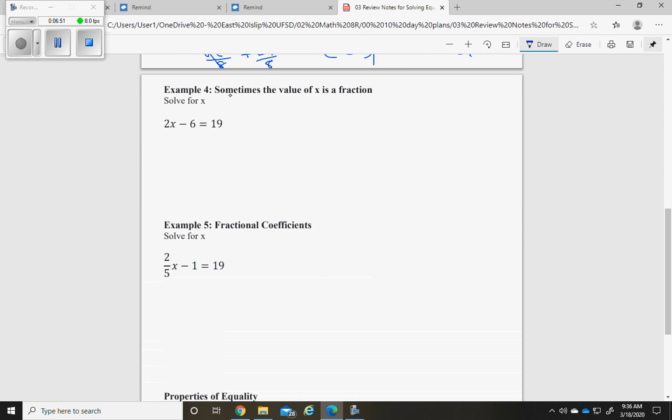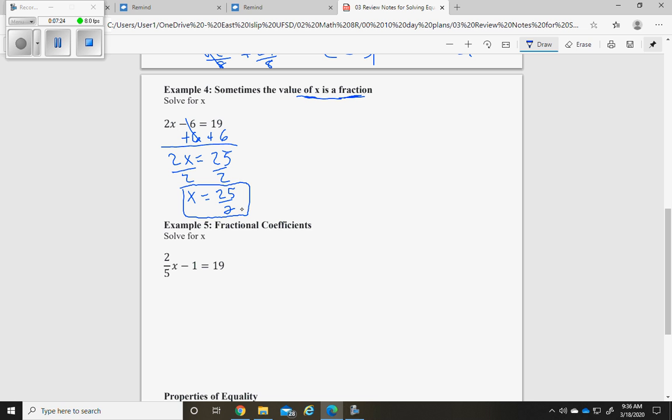So here's a hint for you: our value of x is going to turn out to be a fraction. Some people think that means they did something wrong. No, you don't do anything wrong. It's okay to have a fraction. If I add 6 to both sides, I get 25. So when I divide both sides by 2, you are allowed to leave your answer as 25 over 2. There isn't anything wrong with that answer.